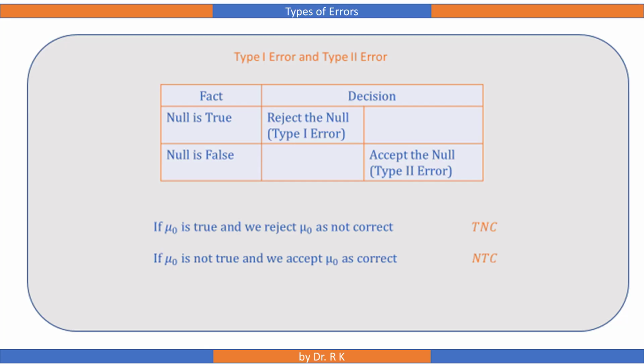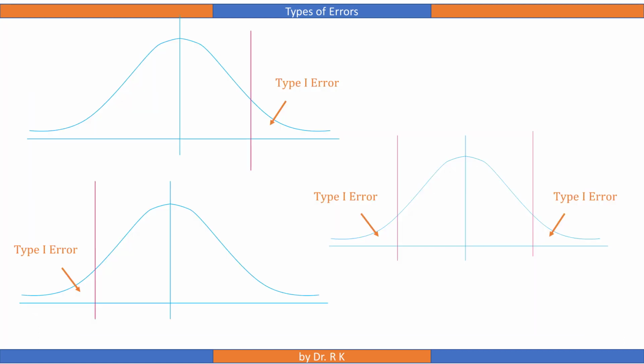There are times when you reject the null hypothesis when you should not have rejected it. Reverse also may happen sometimes. You do not reject the null hypothesis when you should have rejected. So these mistakes are referred to as type 1 and type 2 errors. We shall go deep into these errors.